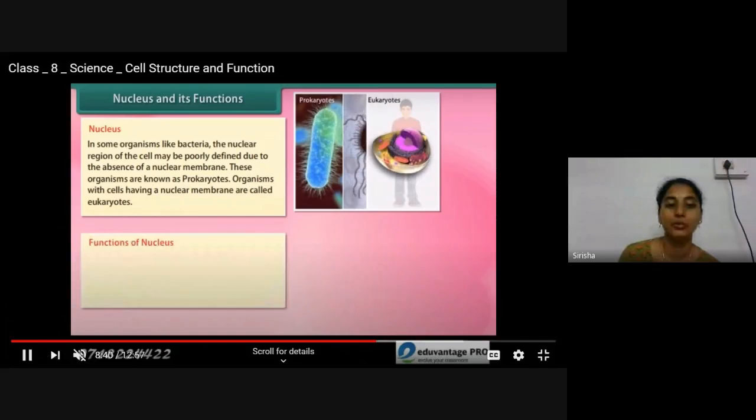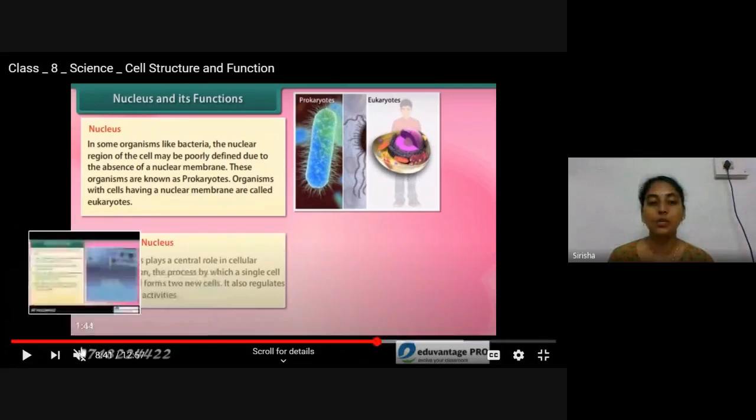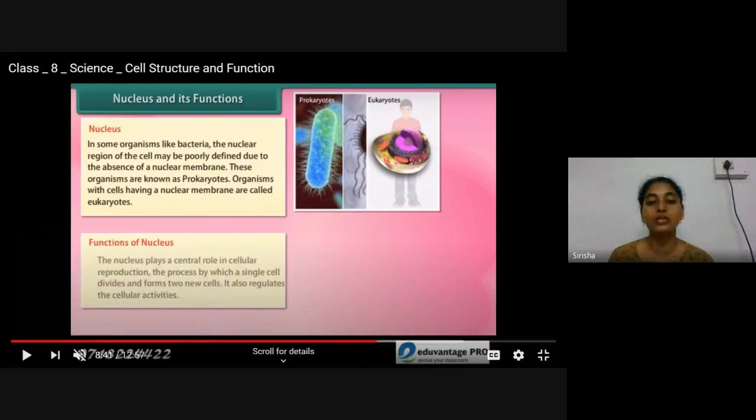What is the main difference between prokaryote and eukaryote? Prokaryotes do not have a nuclear membrane, whereas eukaryotes have a distinct nuclear membrane. Functions of the nucleus. The nucleus plays a central role in cellular reproduction, the process by which a single cell divides and forms two new cells. It also regulates the cellular activities. The nucleus is called the brain of the cell. That is why each and every activity is under the control of the nucleus. The nucleus plays a central role in cellular reproduction as well.